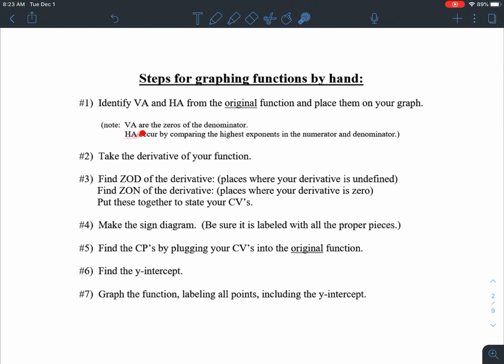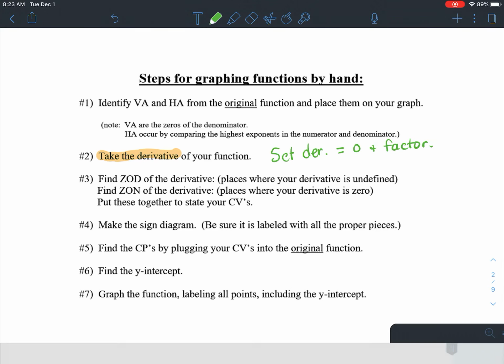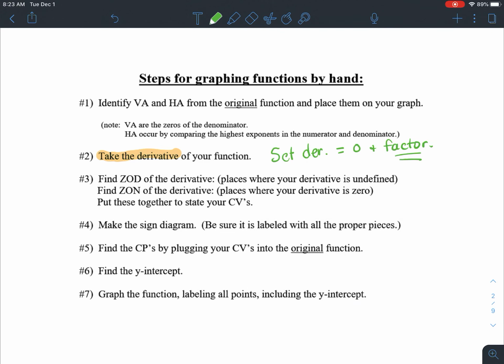And so that's why when we go through this process, we had said we were kind of skipping this first step for the moment. Our first step is we need to actually take the derivative of our function, and once we have the derivative, what we're wanting to do next is set the derivative equal to 0 and factor. And it is in that factoring process that once we have it factored, we can set each factor equal to 0, and that's when we uncover where those critical values are.